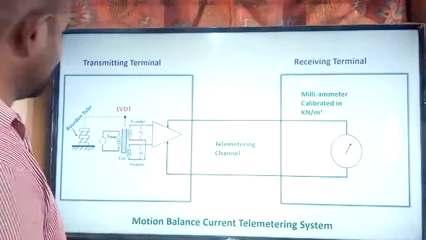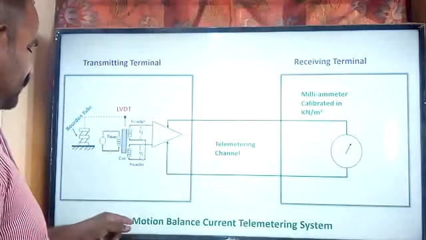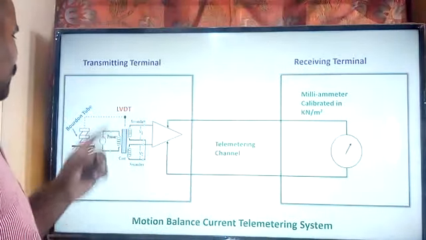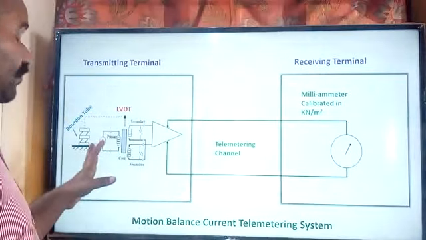the motion balance current telemetry system. That motion balance is done by the LVDT. So what is our intention here?